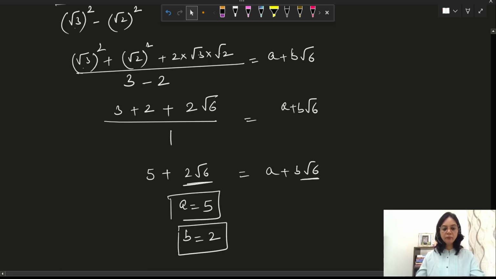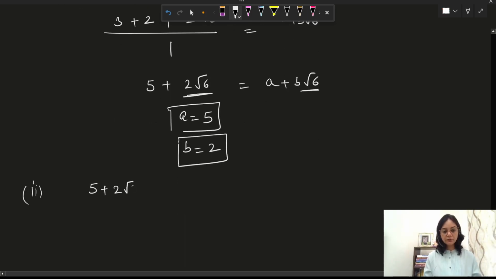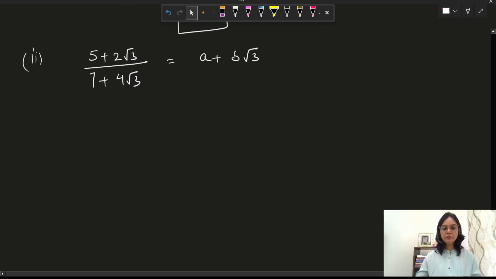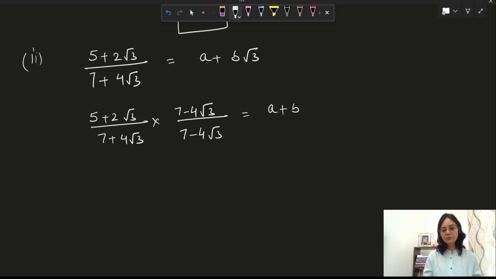Clear? Now let's take one more example of this, in which both the numerator and denominator are a little different and you won't get a perfect square. So like this one: a plus b root 3. Let us simplify it. Again, we have to rationalize the denominator. So 5 plus 2 root 3 divided by 7 plus 4 root 3, students. Here, again we will take the opposite sign for this one, 7 minus 4 root 3 by 7 minus 4 root 3. A plus b root 3.